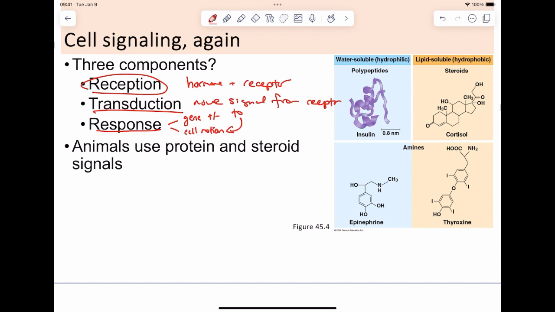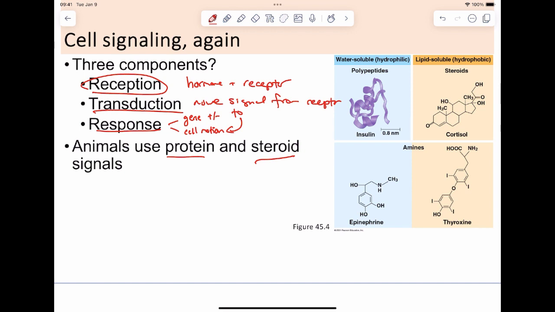Meaning, I might start spitting out some bubbles. Or I might start moving some proteins around so they get turned on. But something's going to start to move. With us animals, we use a mixture of proteins and steroid type signals.